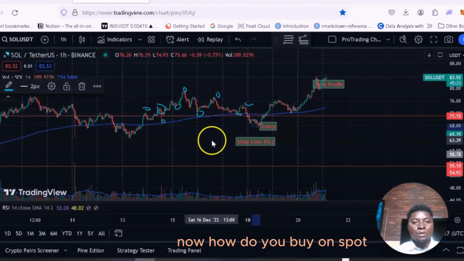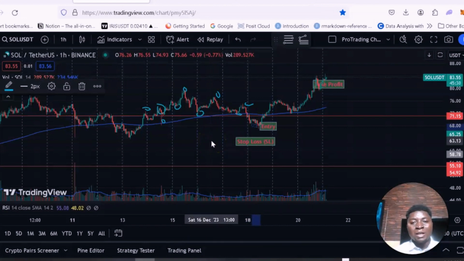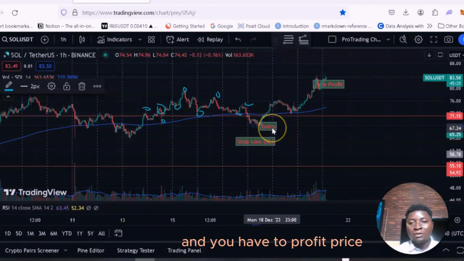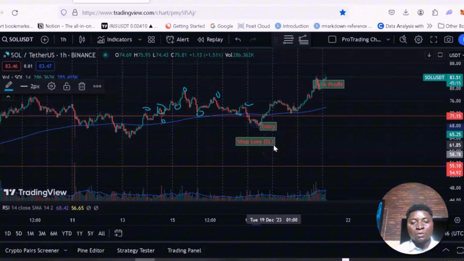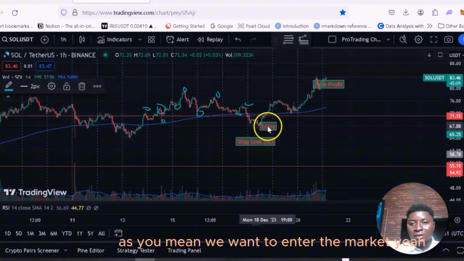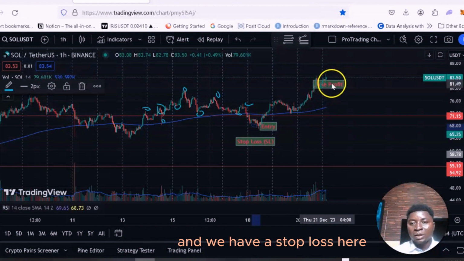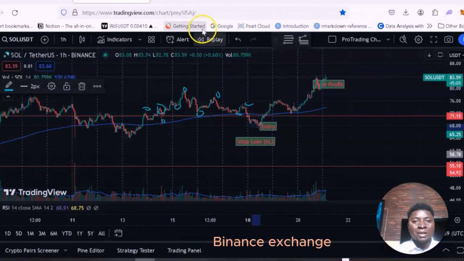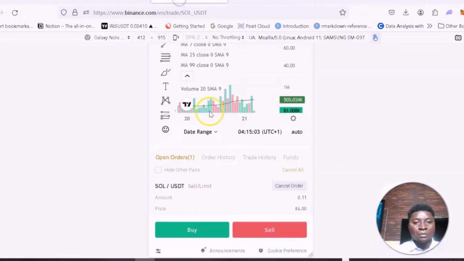Okay, now how do you buy on spot? Let's assume you have an entry, like you have a signal: you have an entry price, you have a stop loss, and you have a take profit price. How do you buy on spot? Looking at this chart, assuming we want to enter the market here, and we have a stop loss here and take profit here, how do you use this information? Now let's go over to Binance Exchange and buy Solana.